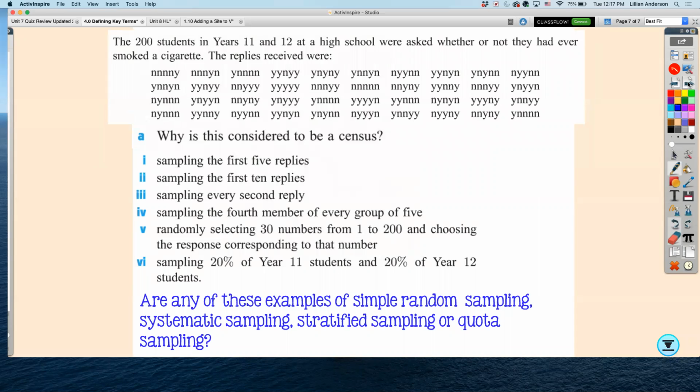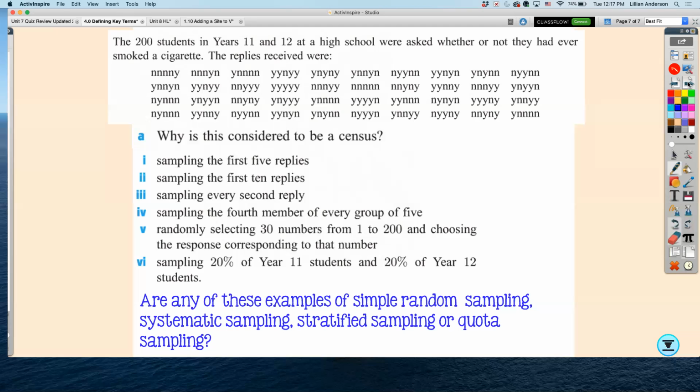The 200 students in years 11 and 12 at a high school were asked whether or not they had ever smoked a cigarette. The replies received were as follows. N clearly means no and Y clearly means yes. They're grouped in groups of 5, and this represents 200 students. Okay. Why is this considered to be a census? Because it's the entire population. It's the entire population of years 11 and 12 at this particular school. So they were able to get everybody at this school, every student that's in grade 11 and grade 12.